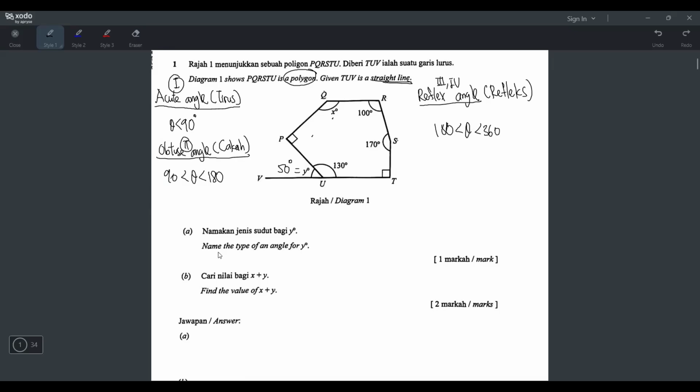So now let's do A. Name the type of angle for Y. Y is 50 degrees, obviously it's less than 90, so it's an acute angle, right? And if you want to write in Bahasa Melayu, you can write sudut tirus. Okay, so this is only worth 1 mark, that's all.